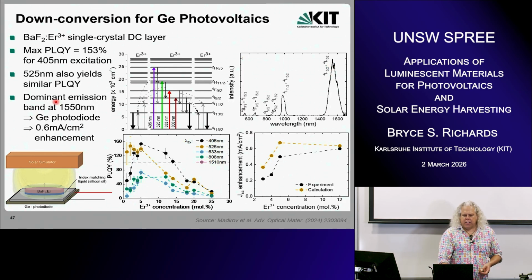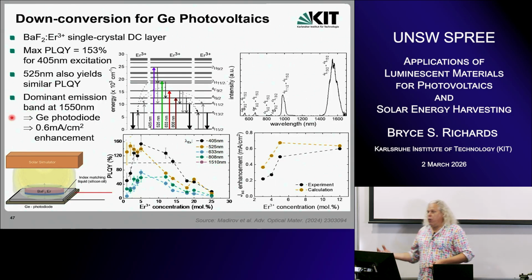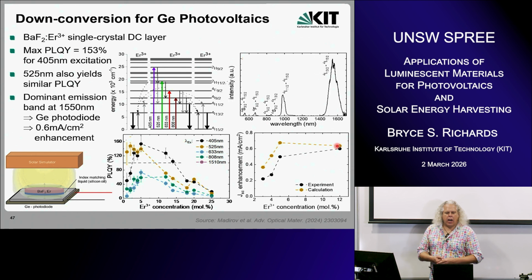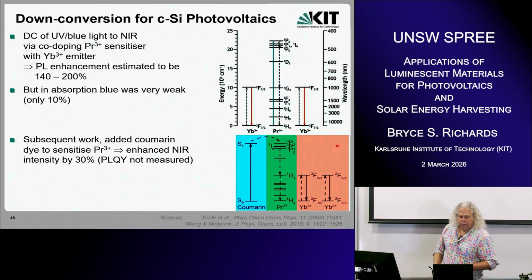So for that reason, to demonstrate the technology, we took a germanium photodiode. We couldn't find any solar cells, so we had to get a germanium photodiode from Thorlabs. And then putting that under a solar simulator, OneSun, we were able to demonstrate a small, but I would say significant current improvement of about 0.6 milliamp per centimeter squared. But of course, that's not really where we want to be because that's not relevant for silicon.